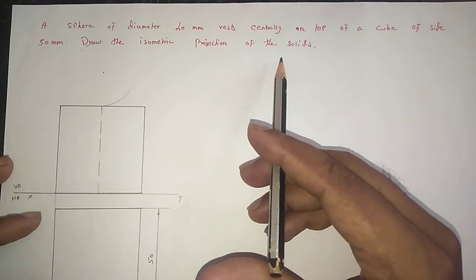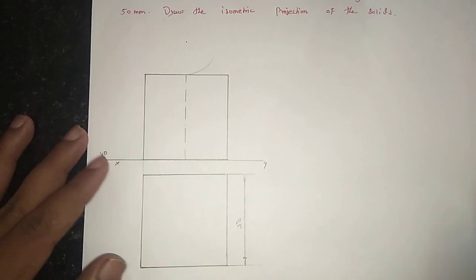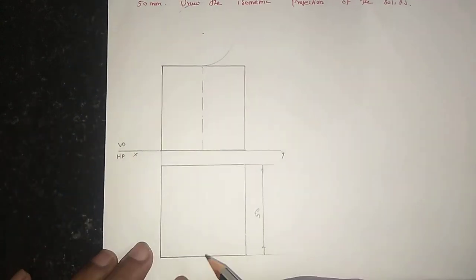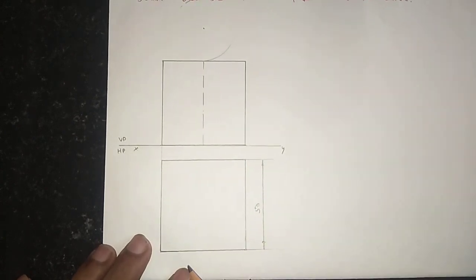First we need to draw the symbol portion of this condition. First here the top view is getting on horizontal plane. So first diagram will come in the horizontal plane. First we need to draw the top view of the cube.